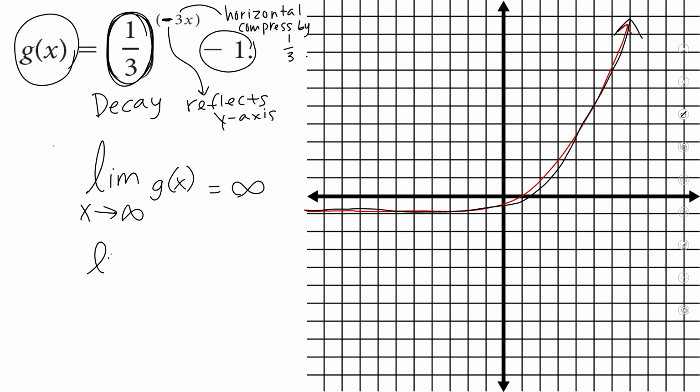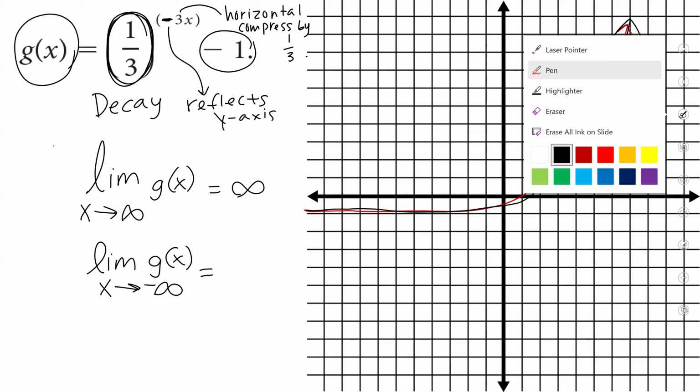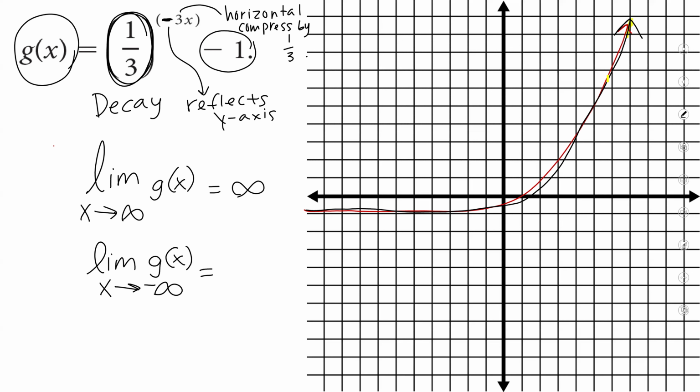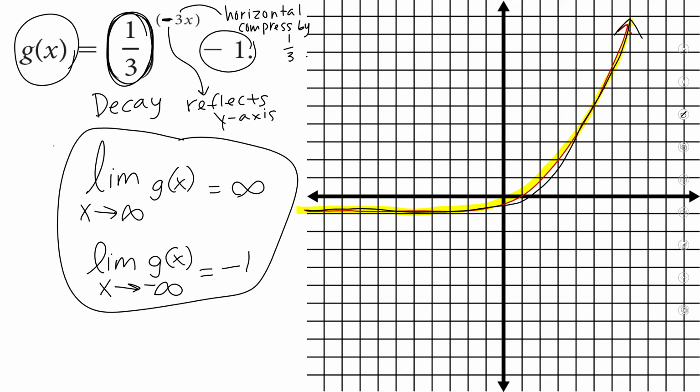Next one. The limit of g of x as your x values go to the left to -infinity. So let's follow my graph. I'll highlight it. As I move to the left, what is my y value approaching? -1. It's approaching the asymptote. So that would be -1. Those are your end behaviors. And that is how we're going to write it. We're going to use limit notation. Okay, now give me the graph and the limit notation for this next one.